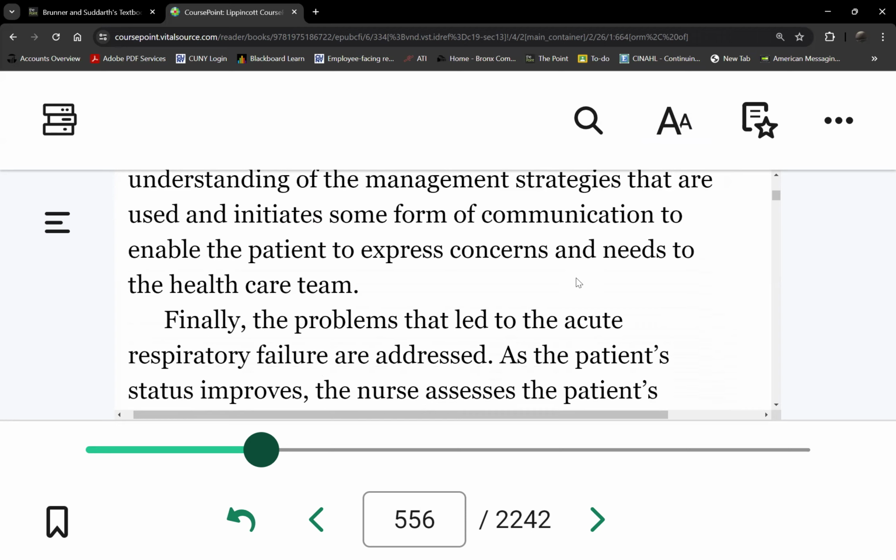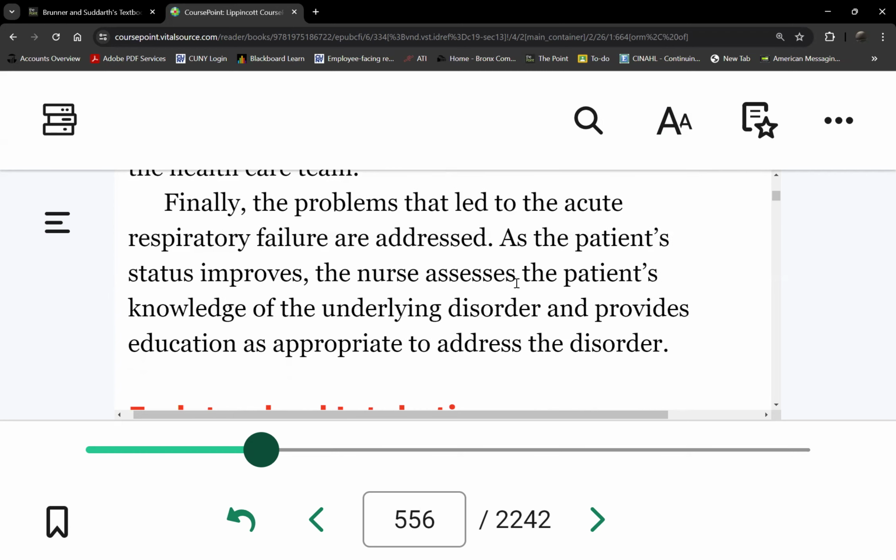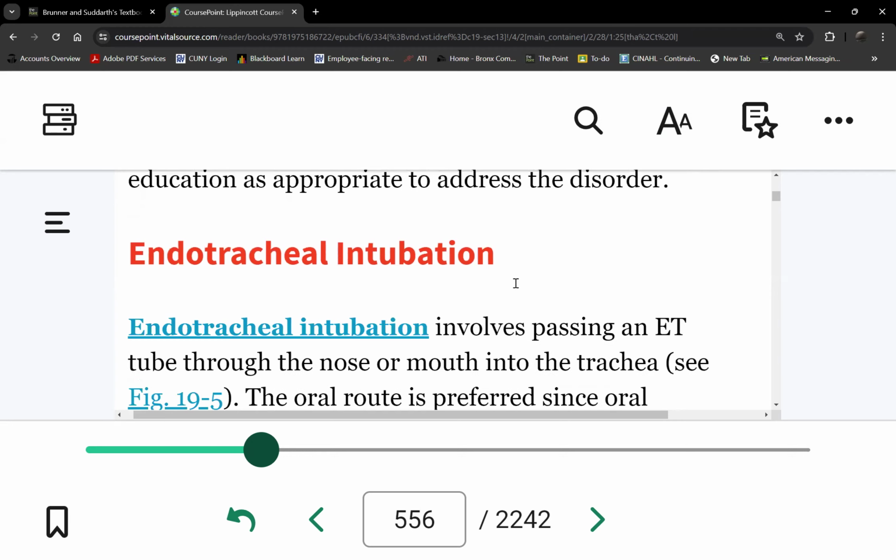Now, however, we accomplish that by any means, either cannula, simple mask, non-rebreather, BiPAP, and then finally through invasive means, okay, inserting an artificial airway. Because you cannot put someone on a ventilator without an artificial airway. So we have to insert an airway first.